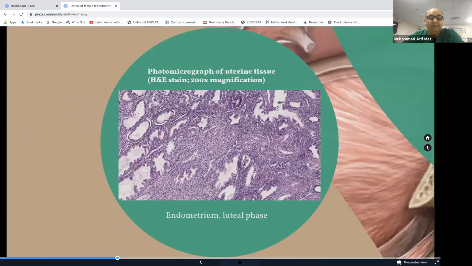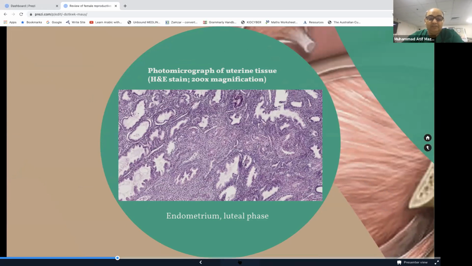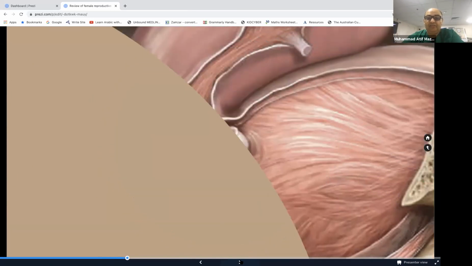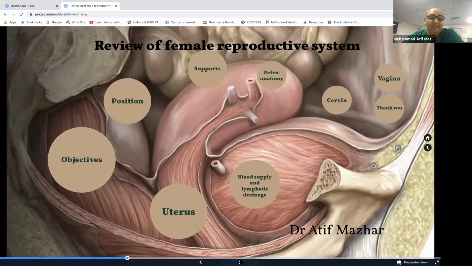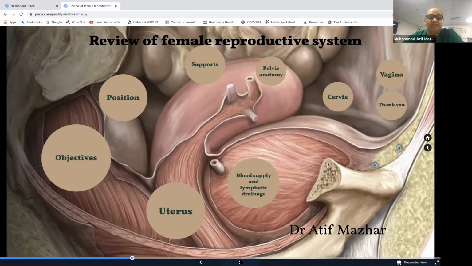Going further, lastly, the luteal phase. So you can see the endometrium and how these different changes are apparent under the microscope, and you are expected to have some idea about these things. So now, what next? We have looked into the uterus, and we have talked about different associated things.